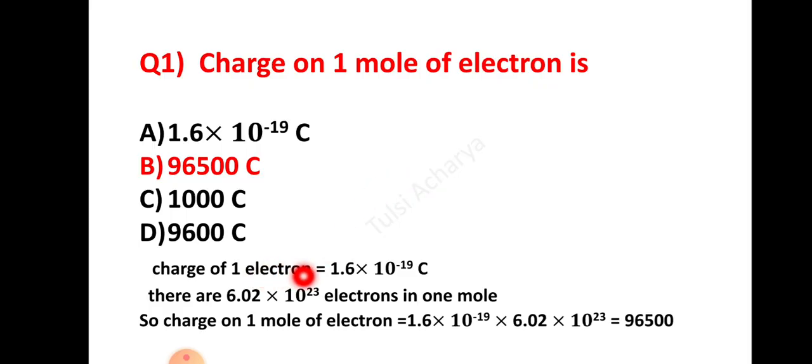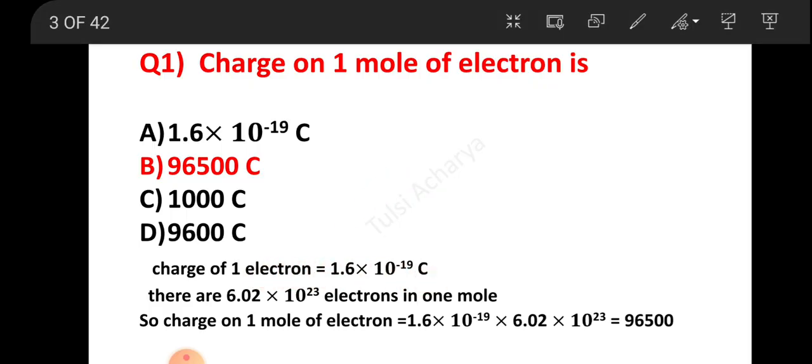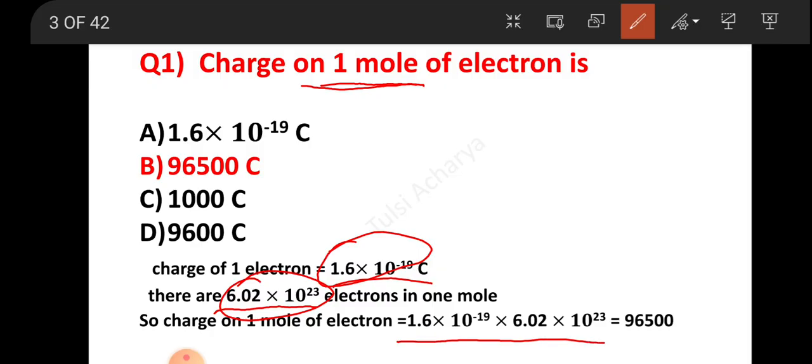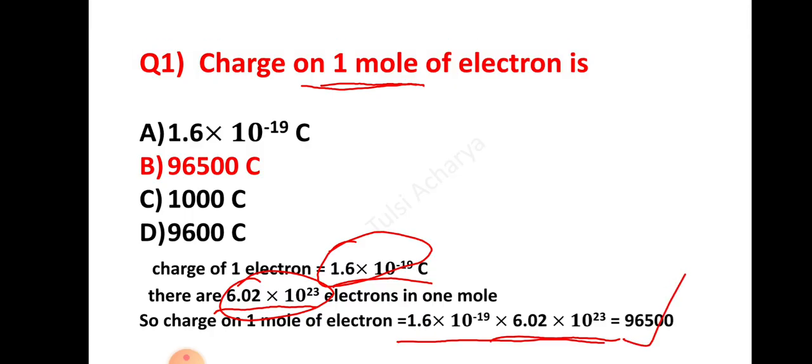We know that charge on one single electron is 1.6 into 10 to the power minus 19 coulomb, but this question is asking to find charge on 1 mole of electron, and we all know that there are 6.02 into 10 to the power 23 electrons in 1 mole. In order to find charge on 1 mole, we need to multiply these two terms. After multiplying 1.6 into 10 to the power minus 19 coulomb with 6.023 into 10 to the power 23, we get 96,500 coulomb. That is option B.